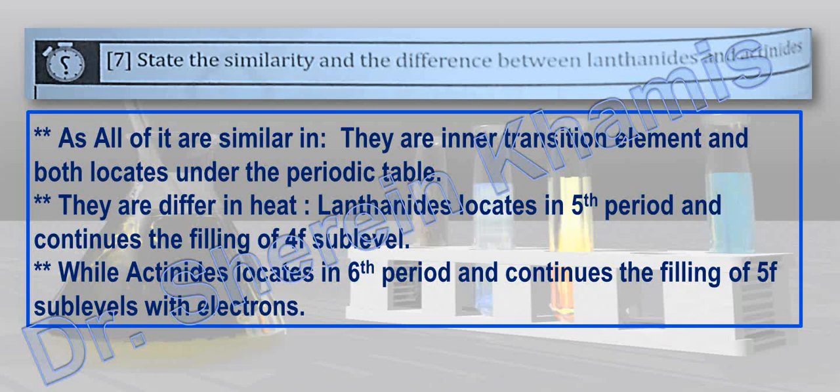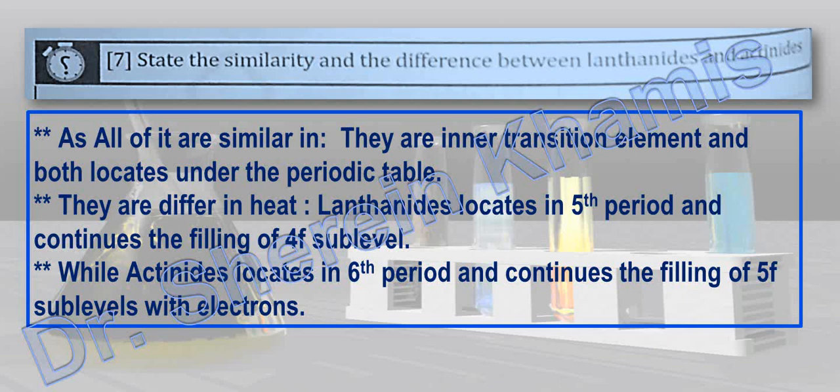Second, they are different in what? How does it come? Lanthanides are located in the sixth period and have continuous filling of the 4f sublevel.